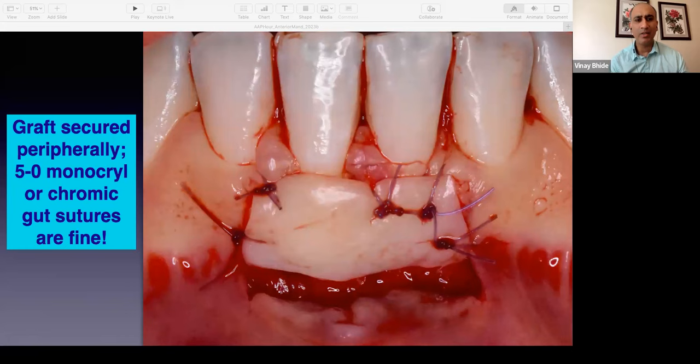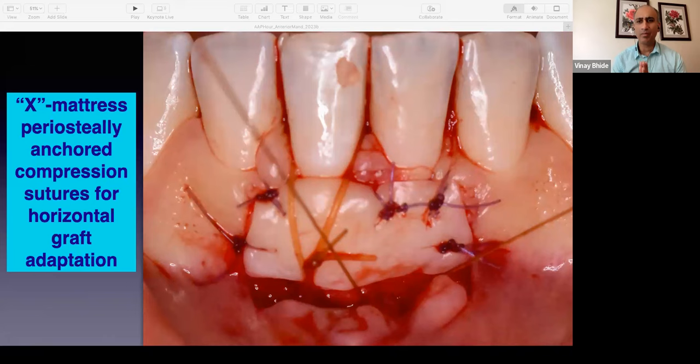I use 5-0 monocryl sutures mostly now, peripherally. You can also use chromic gut sutures as well. The monocryl just maybe looks better in pictures, easier to see. And then I do these cross mattress periosteally anchored compression sutures so that the graft can be horizontally adapted to the recipient site. The graft has to be in intimate contact with the recipient site.